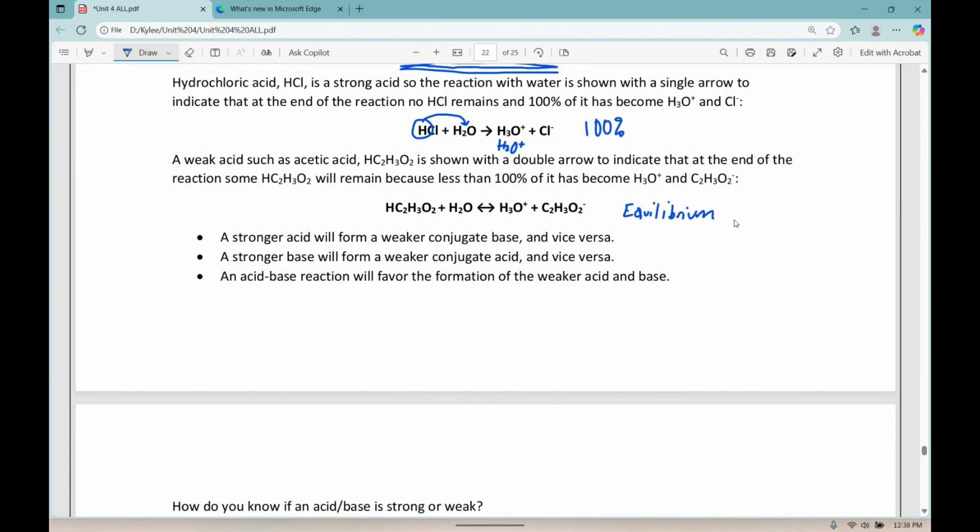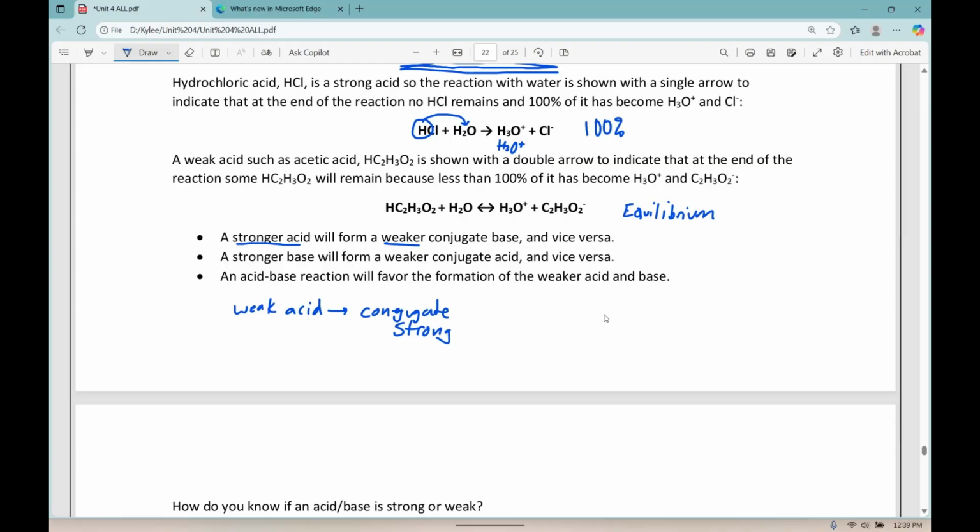Now, we can also use the strength of acids and bases to determine how strong or weak the conjugate will be. So if I have a strong acid, then my conjugate is going to be weak, and vice versa. So if I have a weak acid, then its conjugate is going to be strong. Some of these topics will come up in Unit 8 when we do a deep dive on acids and bases. This is simply an introduction.